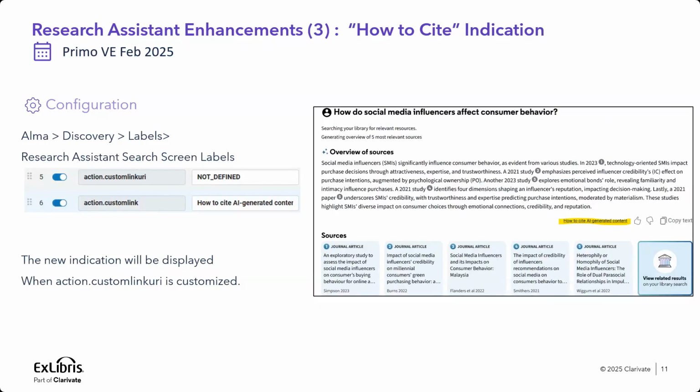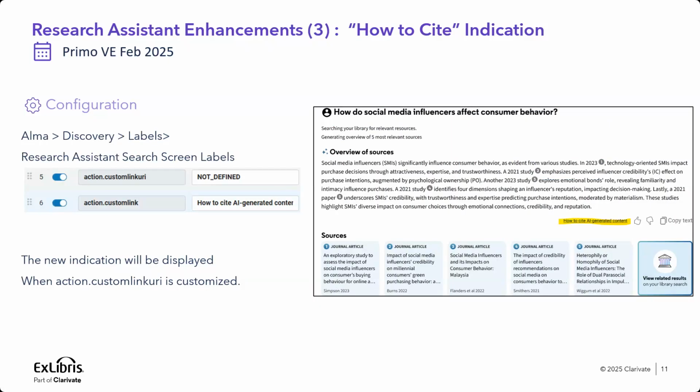The third enhancement in the Research Assistant is the how to cite indication. We got a lot of feedback from the community about the need to provide the users with guidelines on how to cite the research, the answers, and how to cite what you're getting in the Research Assistant, because the citation rules for AI tools are different than what the students are used to. And this is how we came to this enhancement.